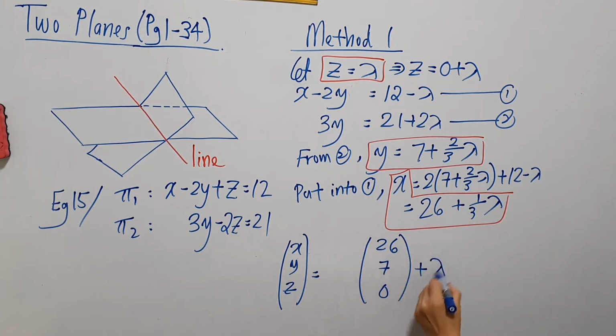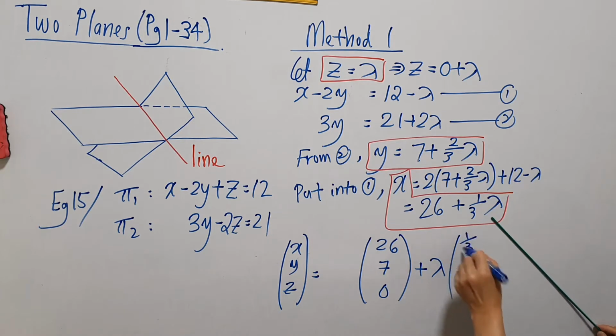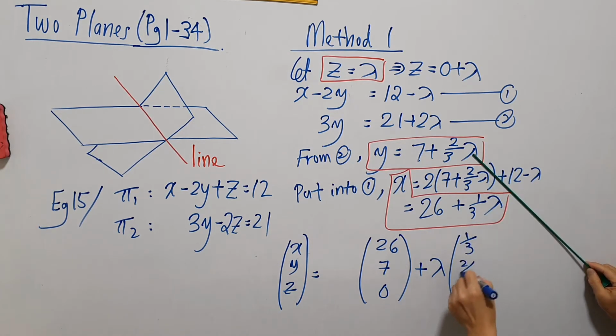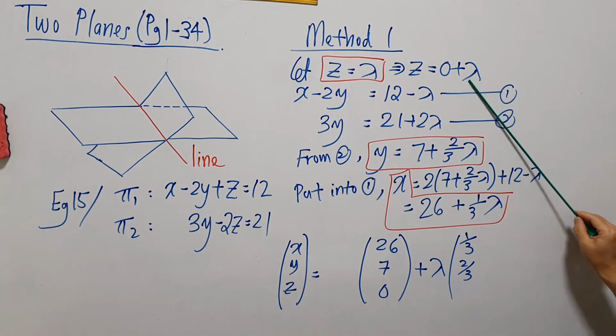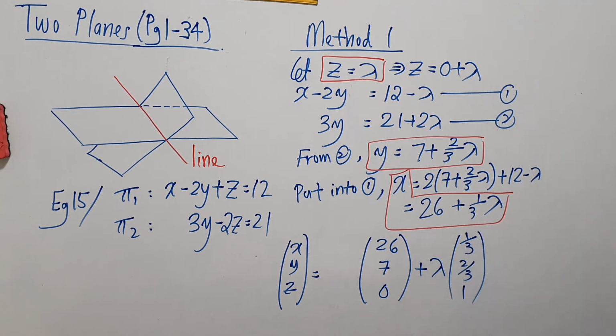Then plus lambda. For the case of x, this is 1/3. For the case of y, it is 2/3. For the case of z, it is 1. And lo and behold, this is already the equation of the line that I want to find. And the equation of a line is typically expressed as r equals to. So this then is the equation of the line that you want to find, this line.